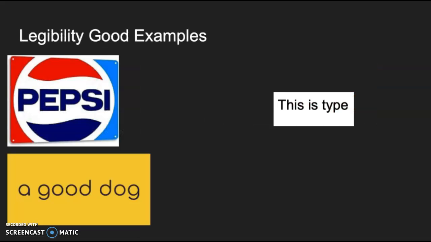Now next we have legibility good examples. As you can see, Pepsi is clearly written over the white background. And also the white background on this type, I just created that. While a good dog, you can easily read it, or tell what it is.